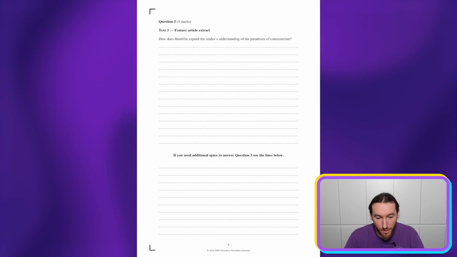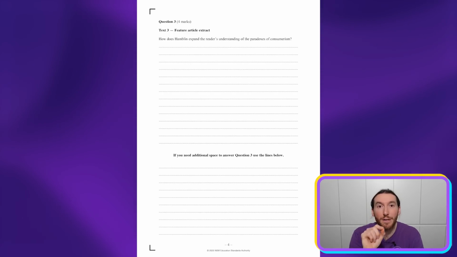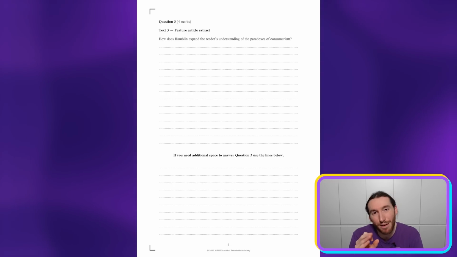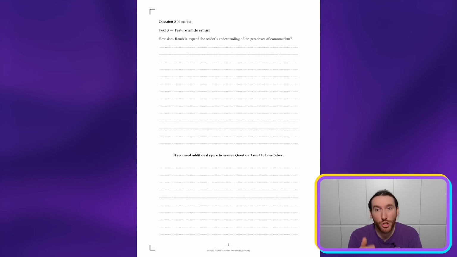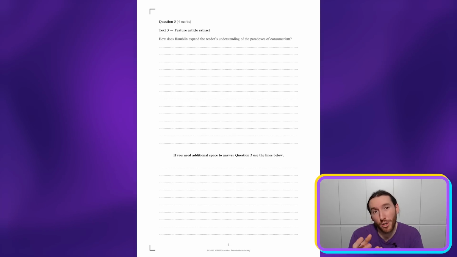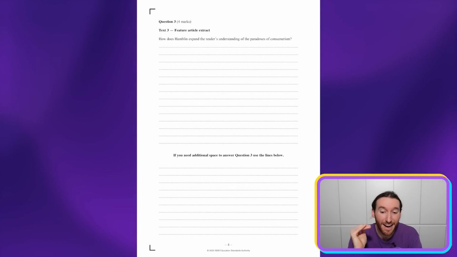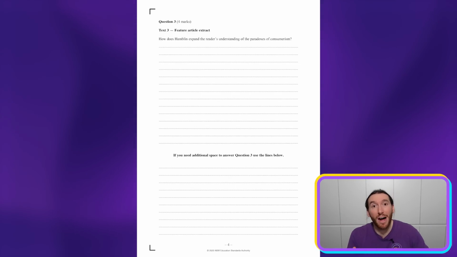What about for our question 3? How does Hemblin expand the reader's understanding of the paradoxes? Notice the words of the question often come directly from the rubric. So make sure you're familiar with the key words of the human experiences rubric. Words like motivations, behaviors, emotions, qualities, paradoxes, anomalies, inconsistencies, shared experiences, individual experiences, storytelling, and so on. There's about 10 to 12 keywords in there that I would be familiar with, and just make sure you know how to deal with each one, define each one, and that will really help you in the context of the exam. Now here it's talking about paradoxes, i.e.